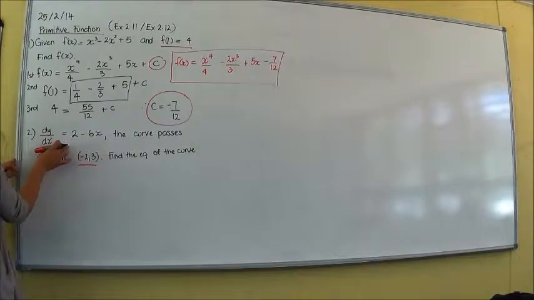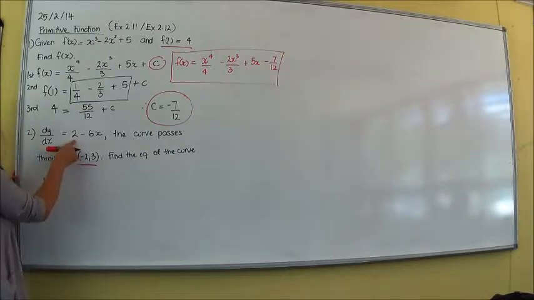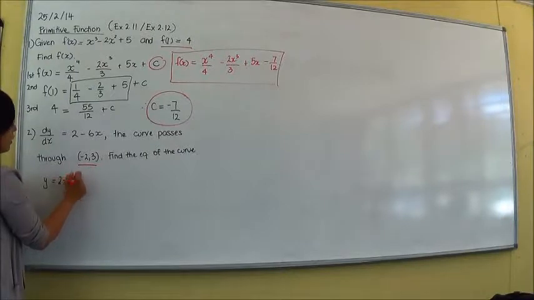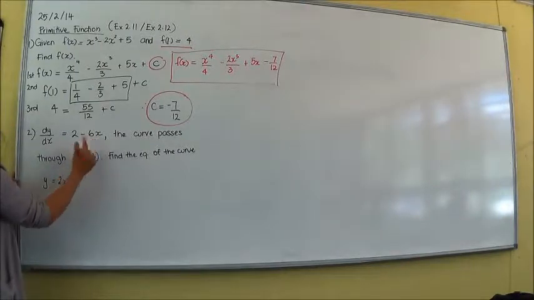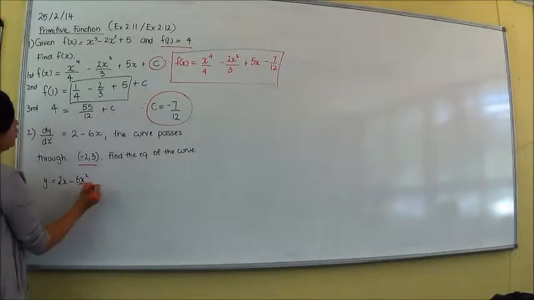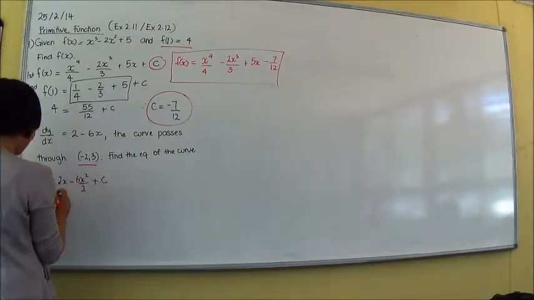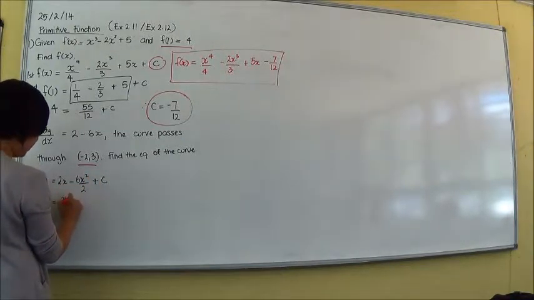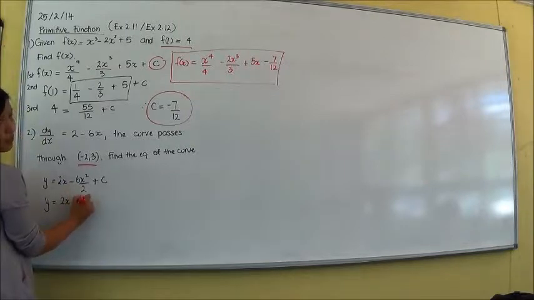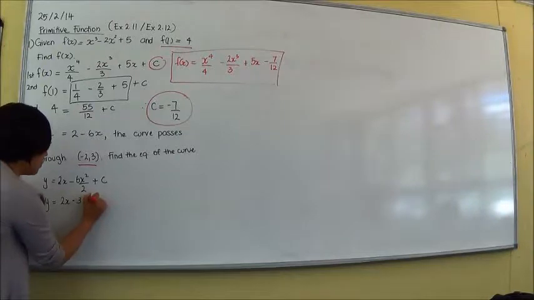So that's the derivative. The derivative dy/dx equals 2 minus 6x. So what we want to do is we want to integrate it. So integrating 2 gives you 2x. Integrating 6x gives you 6x squared over 2. Just remember, it's always over the power plus c. So I'm just going to fix this up. 6 divided by 2 is 3, so instead of 6x squared, we have 3x squared plus c.